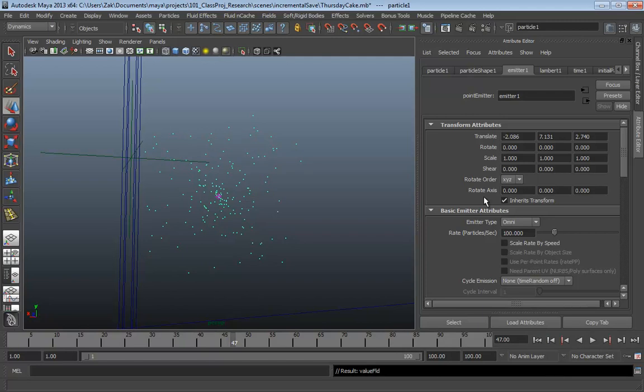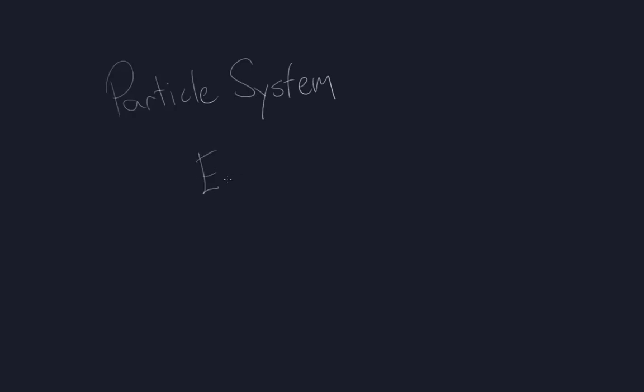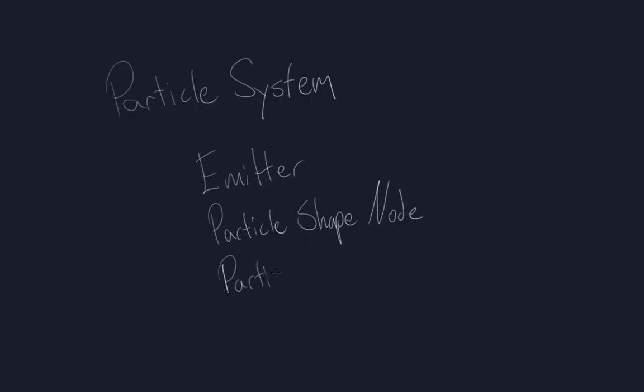Now, we have 3 different parts to this particle system in terms of the nodes that make it up. So let's talk really briefly about those. We have the emitter object. We have the particle shape node. And we have the particle transform node.